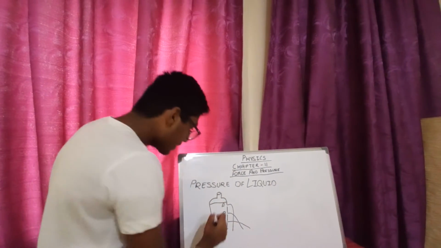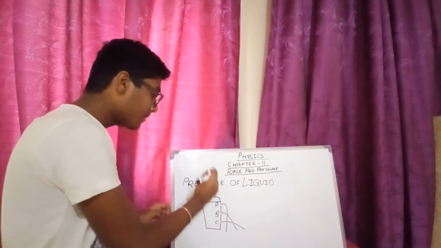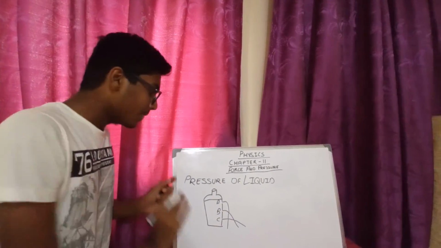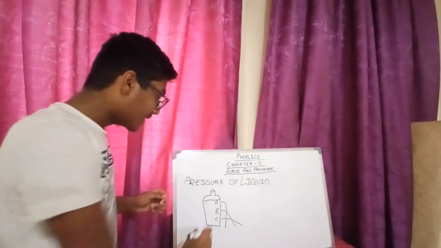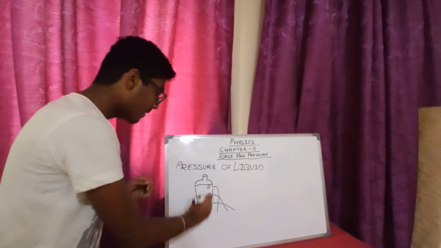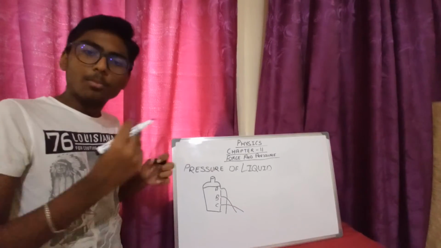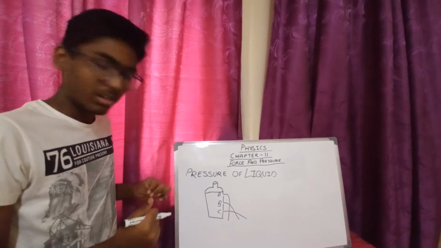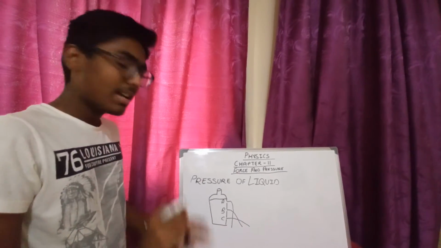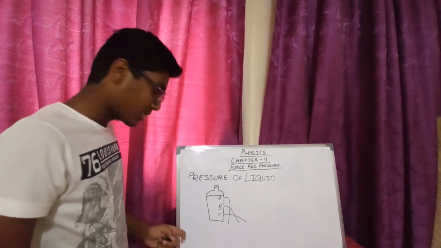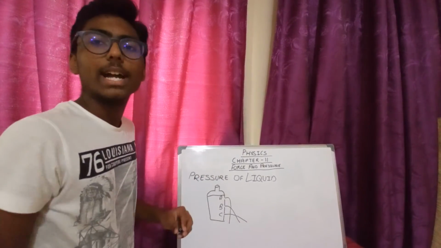A doesn't have too much pressure because too much liquid is not above it, and it has the lowest depth. With the lowest depth, the pressure will not be too much, and if the pressure is not too much, it will not go a large distance. B goes more distance than A because it has more pressure and more force acting on it. And C is the deepest, because of which it has the most pressure, and that's why it goes the longest distance.